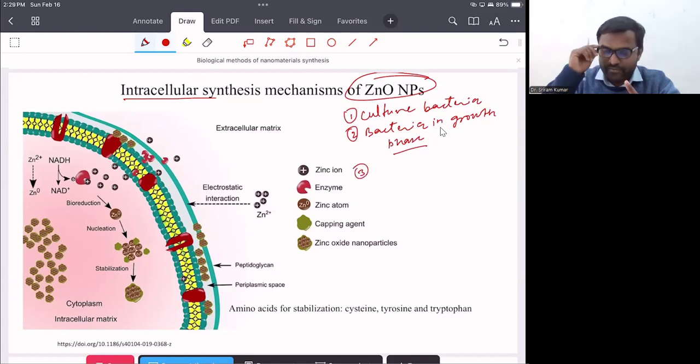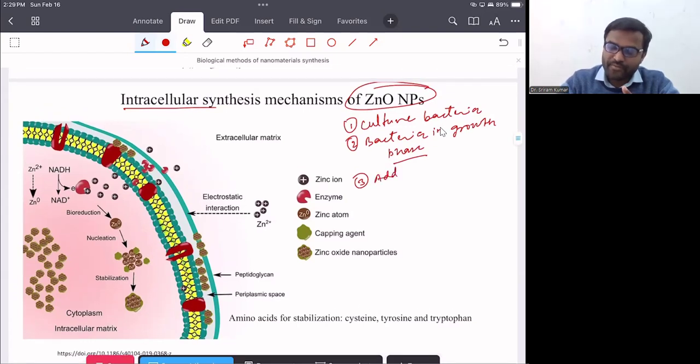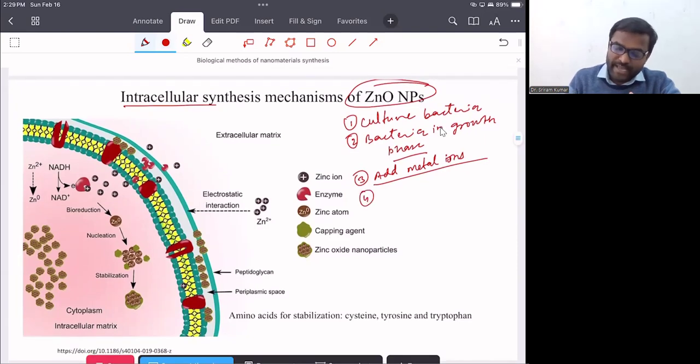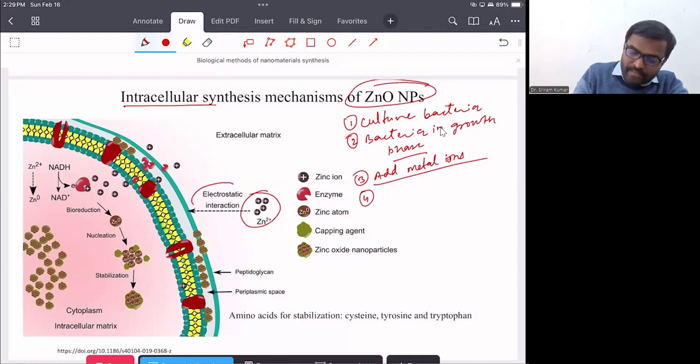When we achieve the growth phase of the bacteria, in the third step we need to add metal ions. If we add the metal ions, then because of the electrostatic interaction between the positive charge and the negative charge on the cell membrane, the ion channel on the cell membrane allows the metal ion to enter inside the cell.